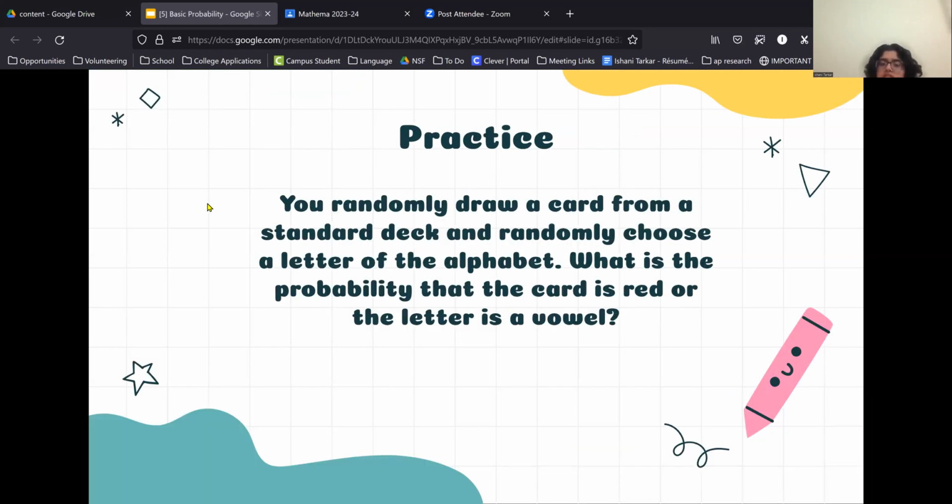Okay, so a practice question. You randomly draw a card from a standard deck and randomly choose a letter of the alphabet. What is the probability the card is red or the letter is a vowel? So first, let's look at it. It says or here, right?